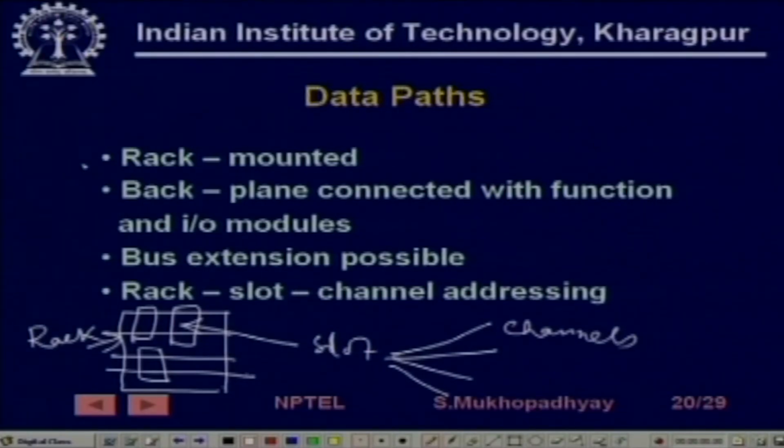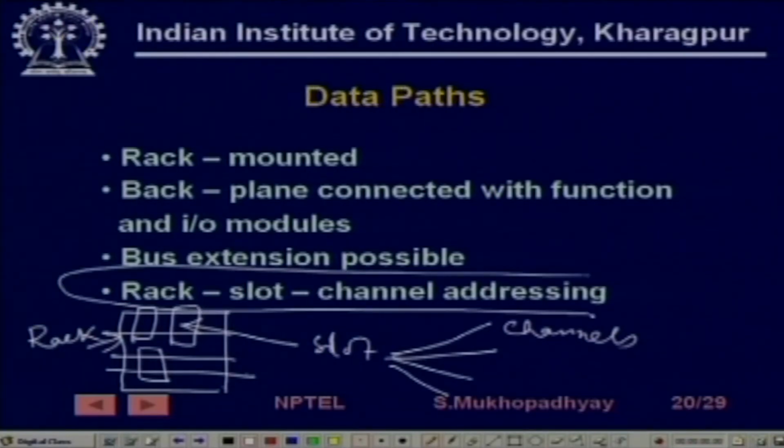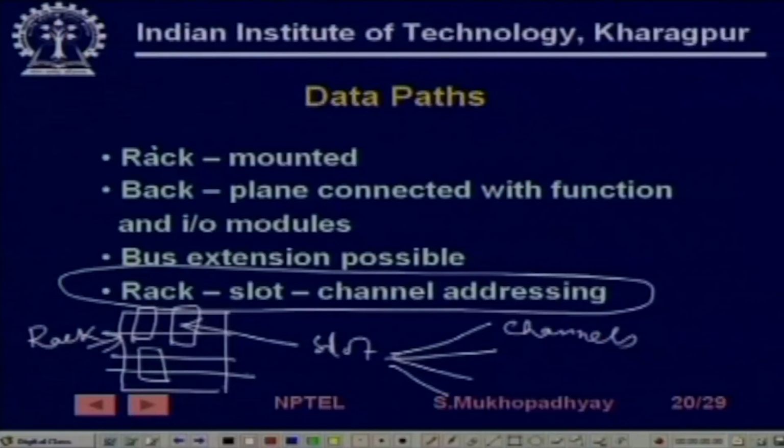It is rack, slot, channel. So, if you want to identify a particular physical signal, you have to have rack slot channel addressing, which is implemented in various ways by various manufacturers. Now, all these racks must be connected. They are actually connected at this level by ribbon cables, and then rack to rack connection is generally achieved. Okay, we will see this in the next diagram.